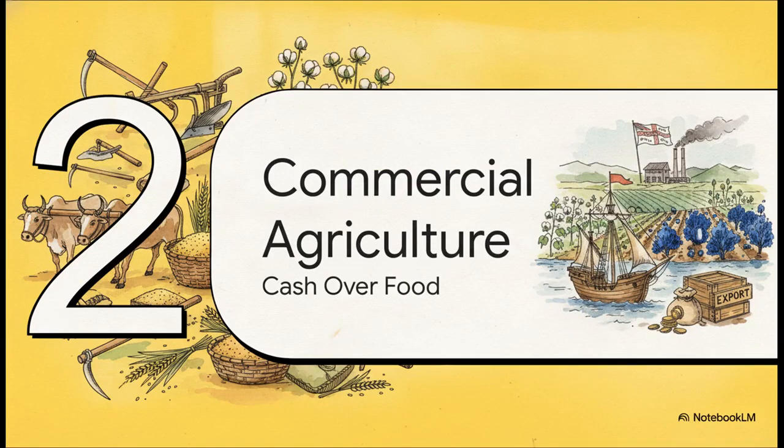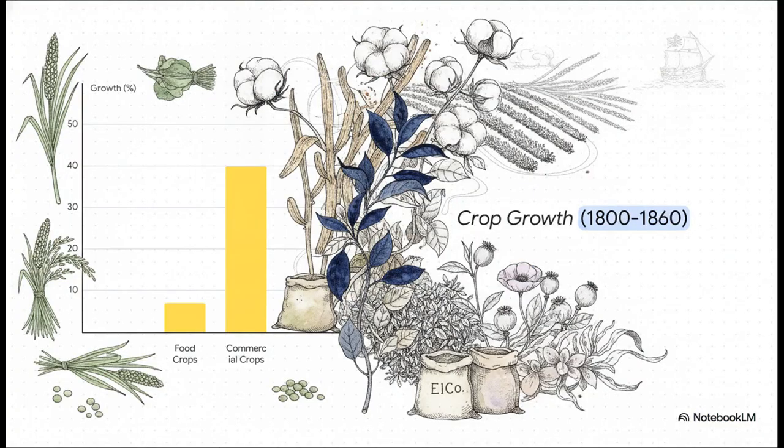Moving on to Section 2, commercializing Indian agriculture, cash over food. The data from our sources paints a pretty stark picture of a changing landscape. Between 1800 and 1860, the area under food crops increased by merely 7%. But meanwhile, the area under commercial or cash crops jumped by a staggering 40%. Think about that. The peasantry was fundamentally shifting from growing food for their own local survival to cultivating cotton, jute, indigo, tea, and opium purely for the global market.